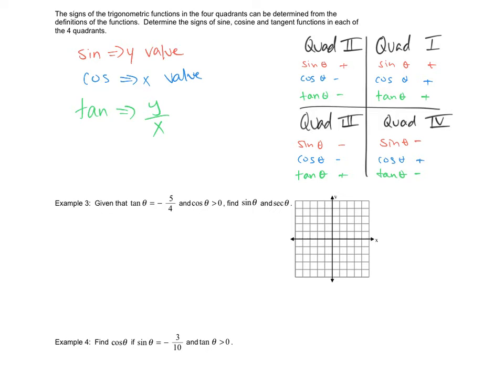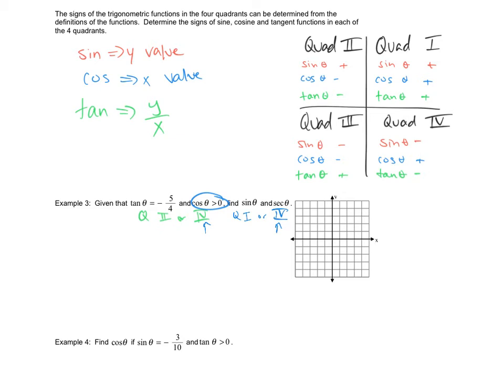So in example 3, we're given that the tangent of theta equals negative 5/4. So we're looking at either quadrant 2 or 4. But then we also know that the cosine of theta is greater than 0, which occurs in quadrant 1 or quadrant 4. So the one that matches for both of those is quadrant 4.